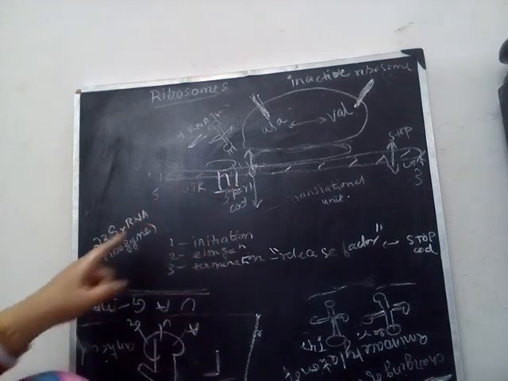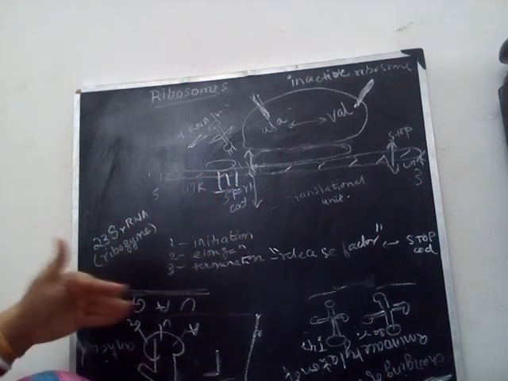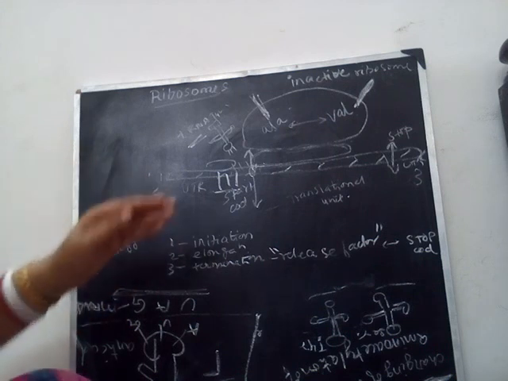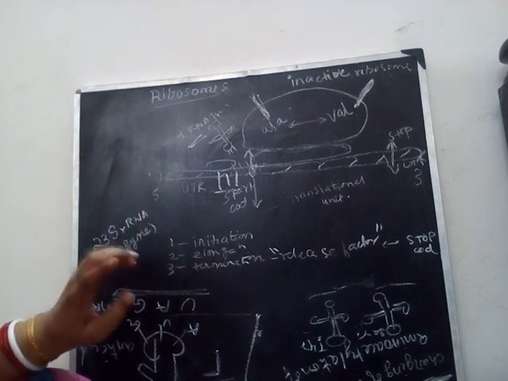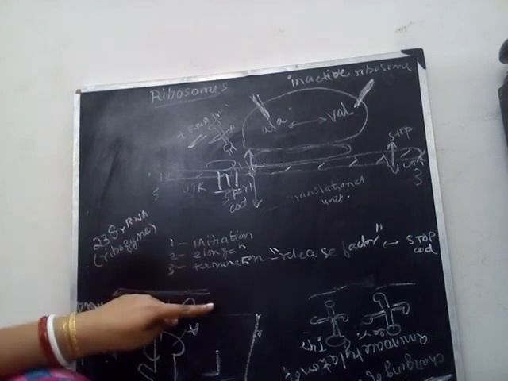Then you have a ribozyme in bacteria. It's an enzyme for making peptide bonds. It is the 23S RNA. So there is the initiation, elongation, and termination process.